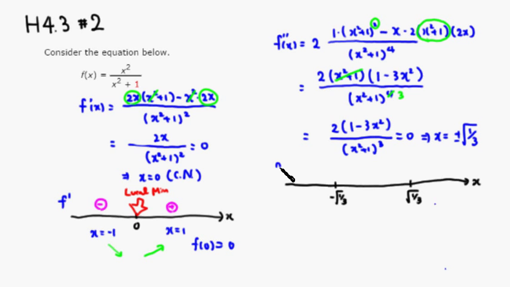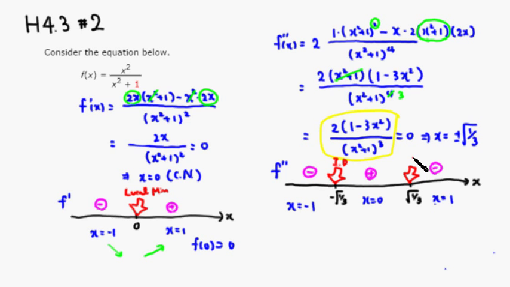Then you look at the sign of f double prime. We can try anything less than negative square root of 1/3, so try negative 1. If you plug negative 1 into the second derivative, 1 minus 3 is negative, the bottom is negative cubed... so it's going to be negative here. Between these two guys, I'm going to try x equals 0. You can see that 1 minus 0 is positive, so it's going to be positive there. Everything else is positive. Anything bigger than square root of 1/3, I'll try 1. So 1 minus 3 is going to be negative. So it looks like we have a concavity change here and a concavity change there. Both of those are inflection points.